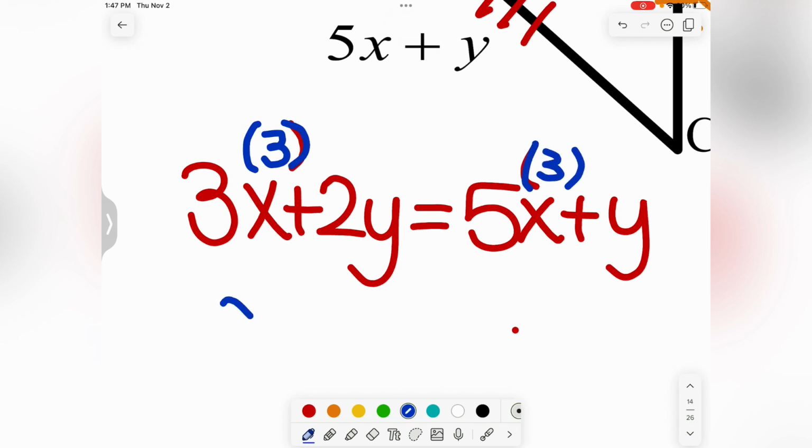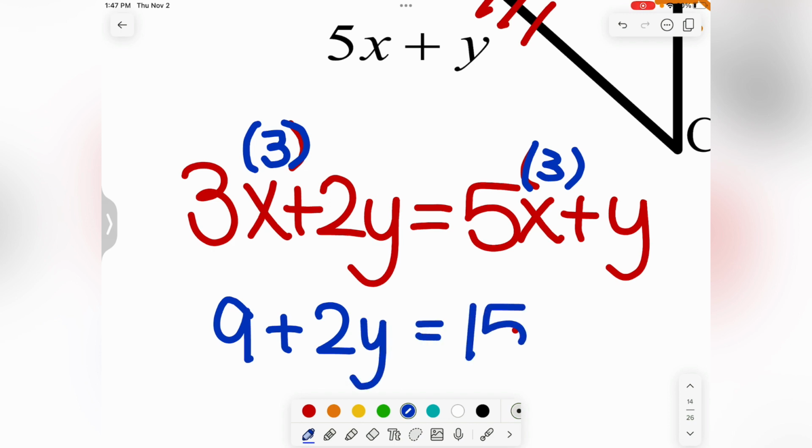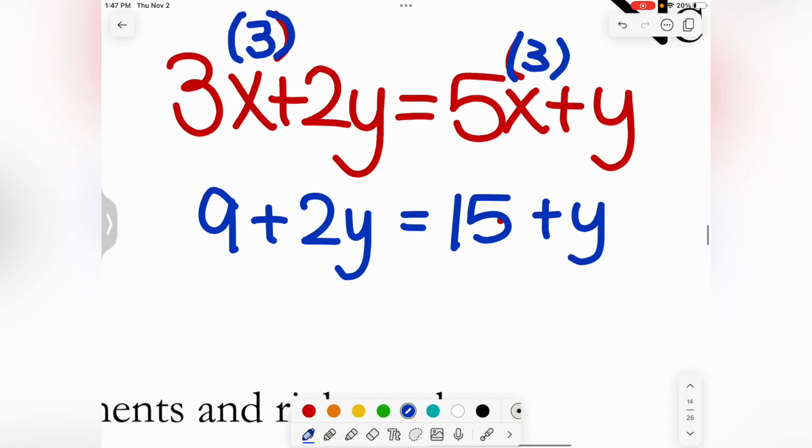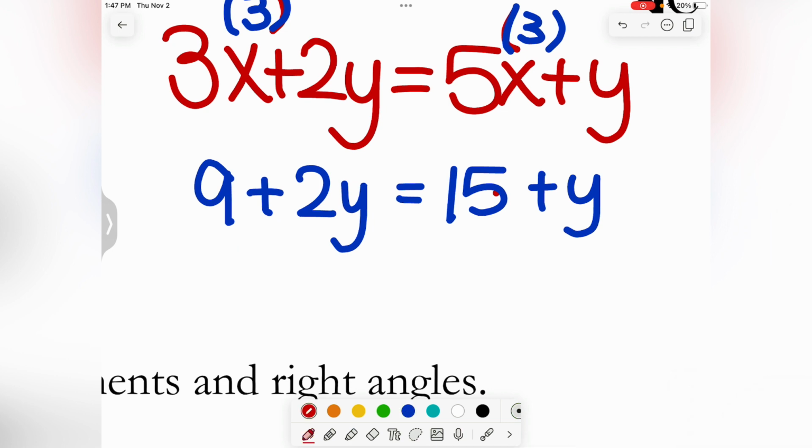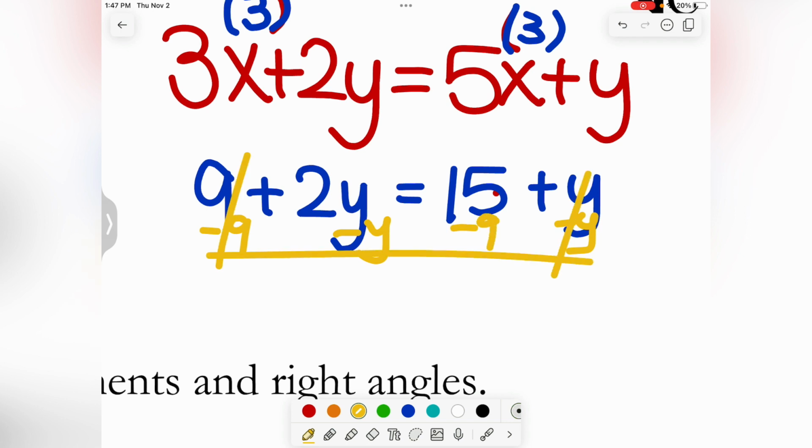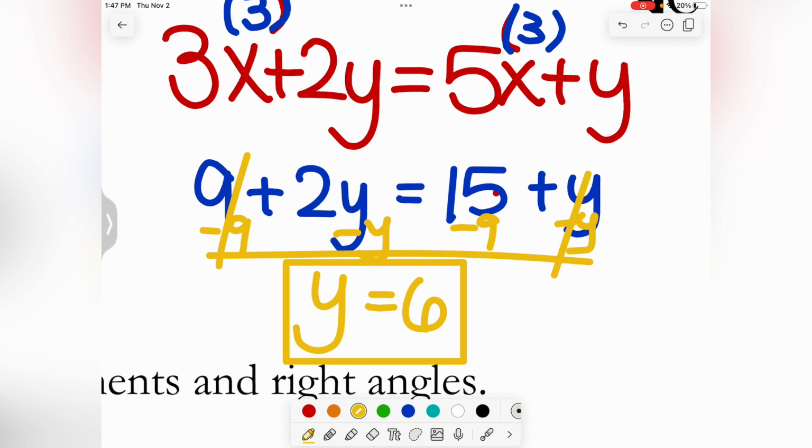So 3 times 3 is going to give me 9 plus 2y. 5 times 3 is 15 plus y. So let's see, if I subtract over y and over 9, I get y equals 6. Perfect.